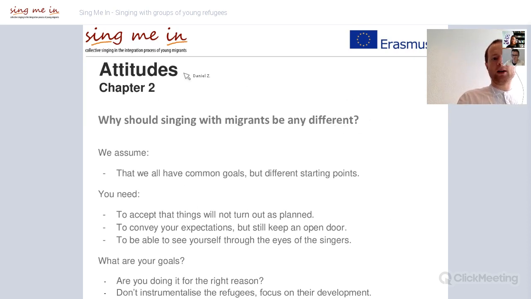So, speaking of attitudes towards this kind of work, why should singing with migrants be any different? And in a way, it shouldn't, because as a statement at Singing, we would like to assume that we all have a lot of common goals and a lot of common dreams. But our starting points can be very, very different. And we think that keeping this in mind is very important for any project.